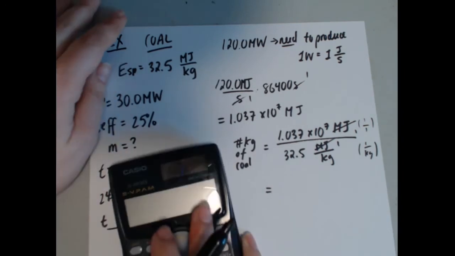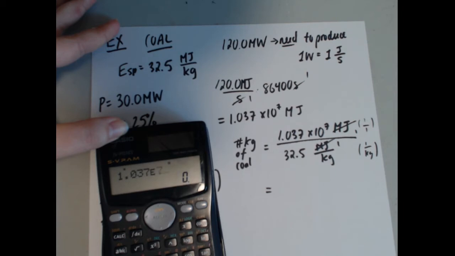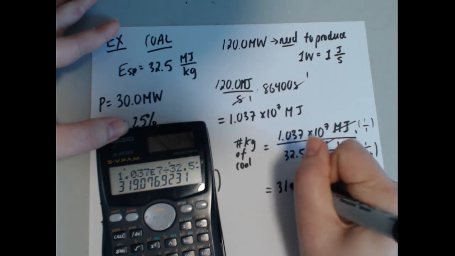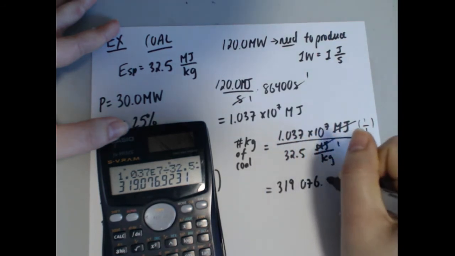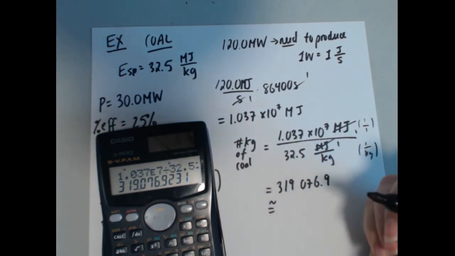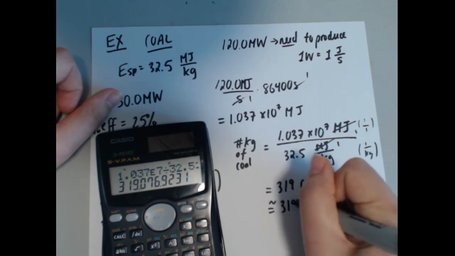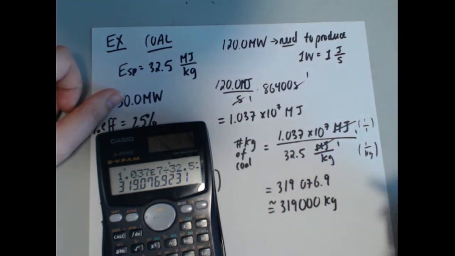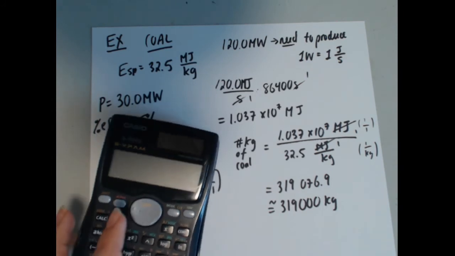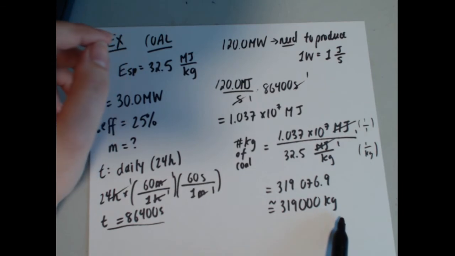So let's go ahead and do our calculation here, see how many kilograms of coal we need. 1.037 times 10 to the 7 divided by 32.5, and we have approximately 319,076.9. So if we want to use sig figs, well, we have percent efficiency 25%. That usually doesn't factor into sig figs here. We have about 319,000 kilograms of coal. And if you want to round that to 2 sig figs, that's fine as well. So we have 320,000 kilograms. That's a lot.